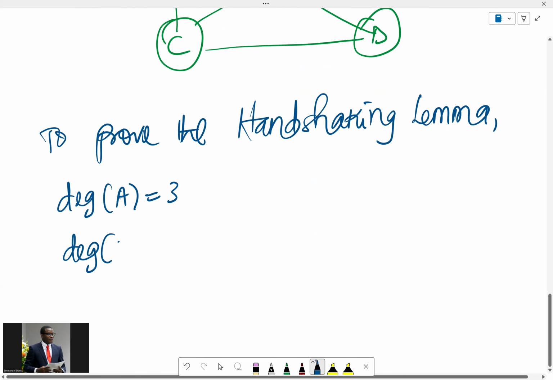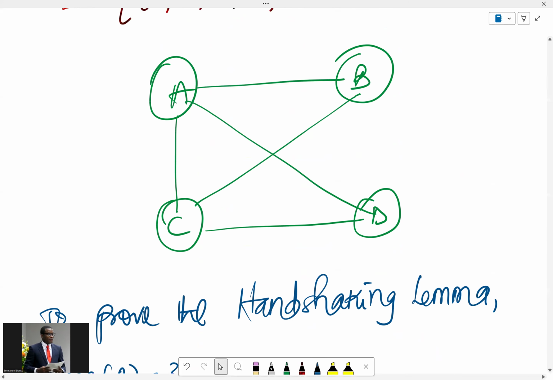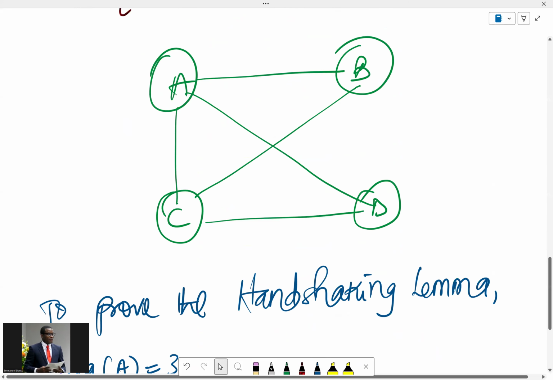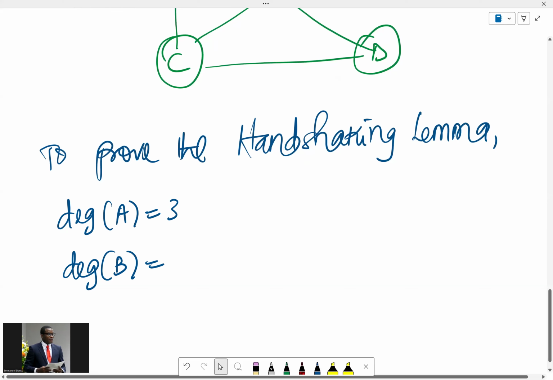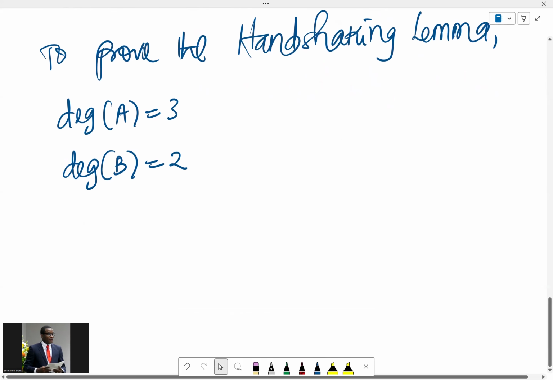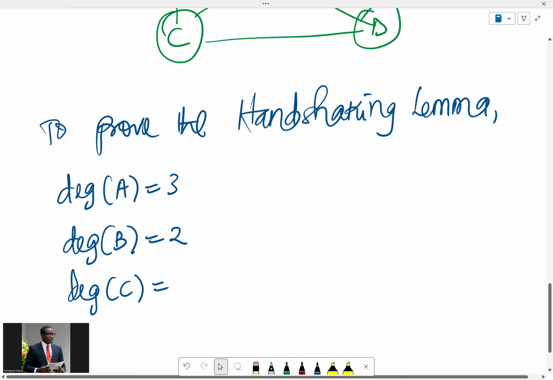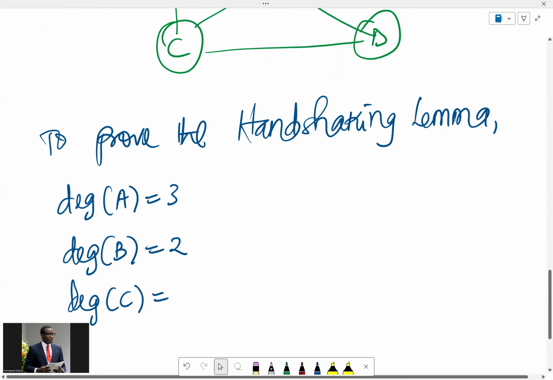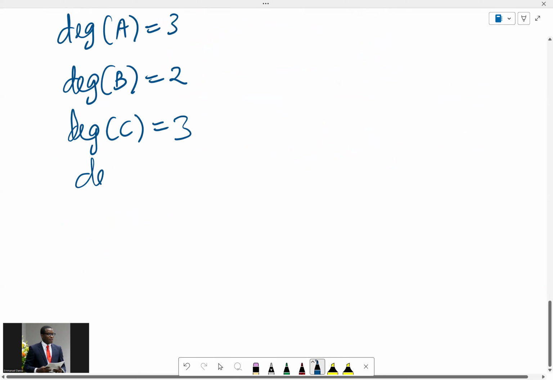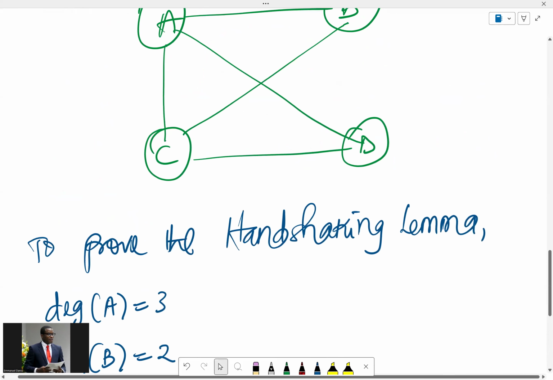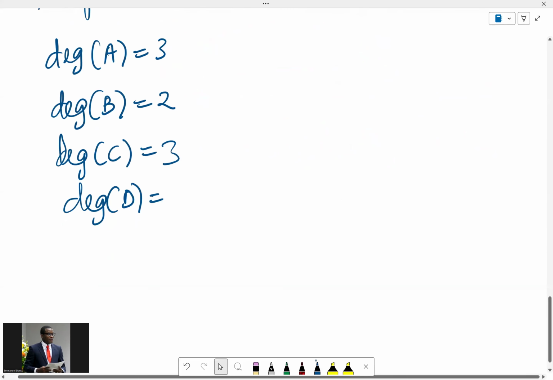Now the degree of B, what is the degree of B? The degree of B is simply 2. Okay, coming from C and coming from A. So the degree of B is 2. What is the degree of C? The degree of C is also 3. And the degree of D is also 2. It's 2 like degree of B.